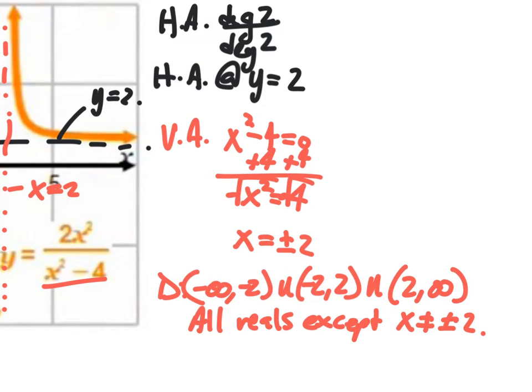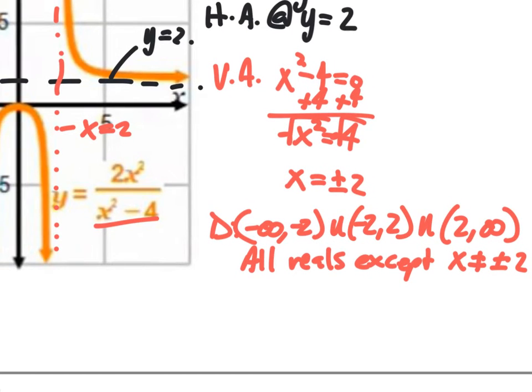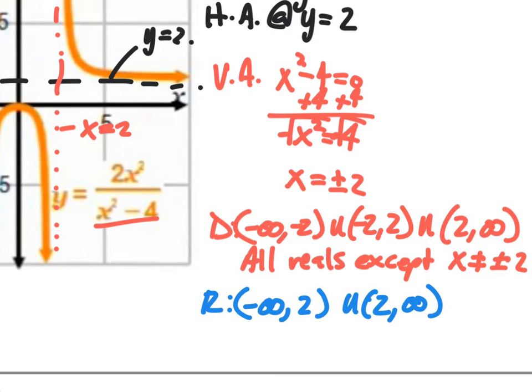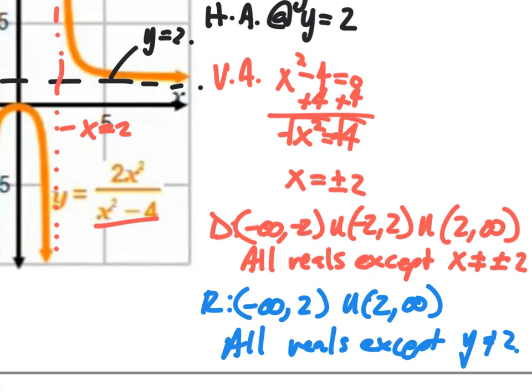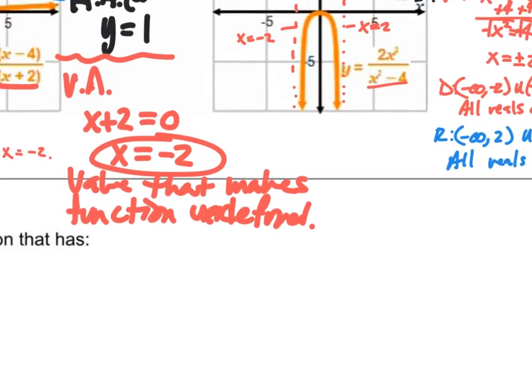Now let's talk about our range. Our range is very similar: it goes from negative infinity to positive 2, union from 2 to infinity. We can say that this is all real numbers except y equals 2, or y cannot equal 2. So that's it, and that's what we're doing.